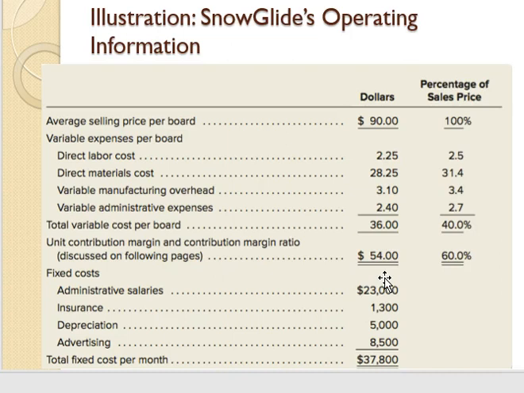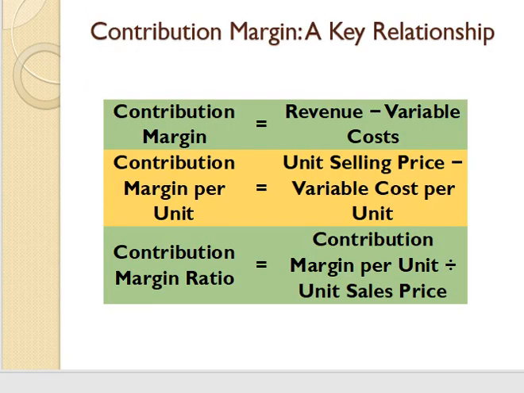Again, we'll show more examples of that, but it's such a powerful tool. You can see here the contribution margin, so we understand the terms, is revenue minus variable cost. Remember that. Contribution margin per unit is unit selling price minus variable cost per unit. This is what we use for the break-even formula. And the contribution margin ratio is the contribution margin per unit divided by unit sales price.